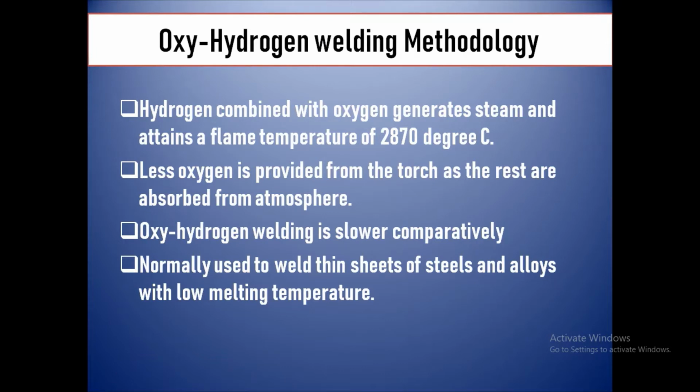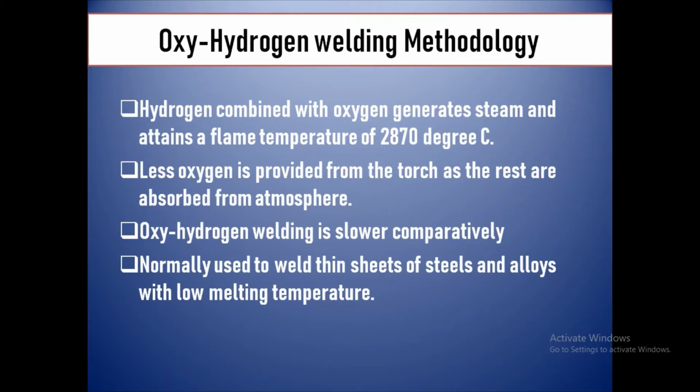This method, oxygen hydrogen welding, is an older method compared to oxyacetylene welding, and it is used nowadays for thin sheets of alloy steels and alloys of low melting temperature. As you can see in the first point, the maximum temperature attained is around 2870 degrees centigrade, which is less than that of oxyacetylene welding. So the amount of heat generated is less, and that's why this can be used only for thin sheets. Also the process is slower compared to oxyacetylene.